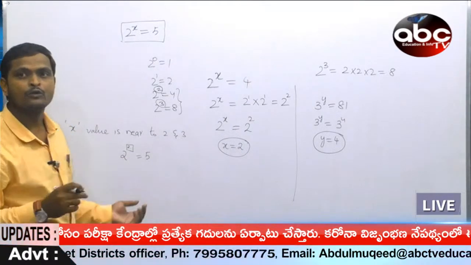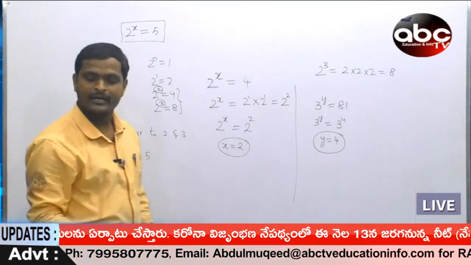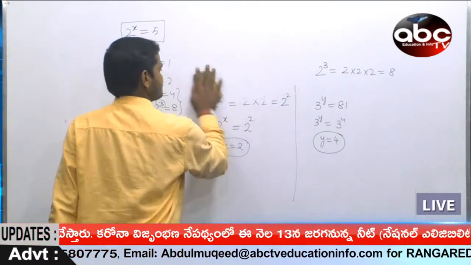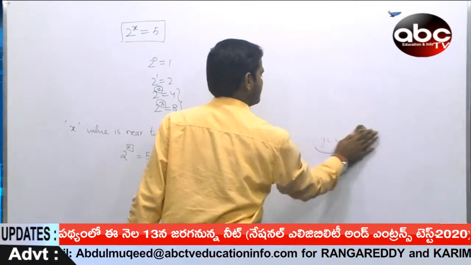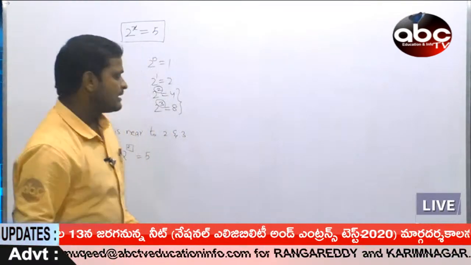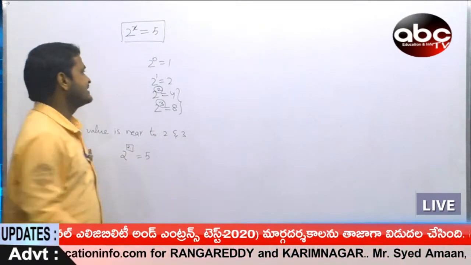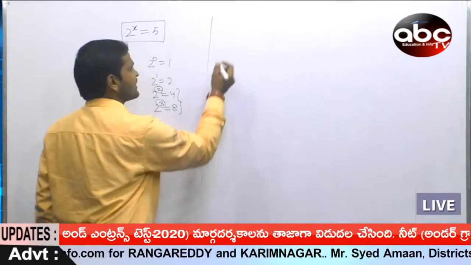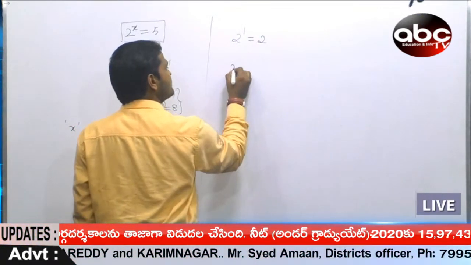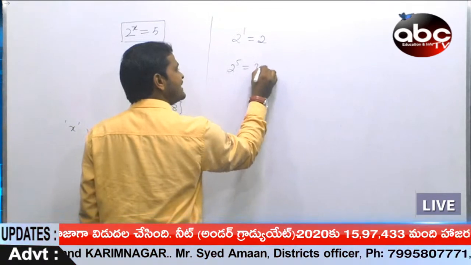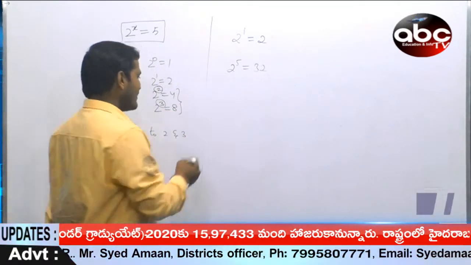Then how to find these type of problems? Or you can take one more example for easy understanding. Okay. Then to find these type of problems, students, let me say one thing. Already know 2 power 1 is 2, 2 power 5 is 32. Right? 2 power 5 is 32. Okay.